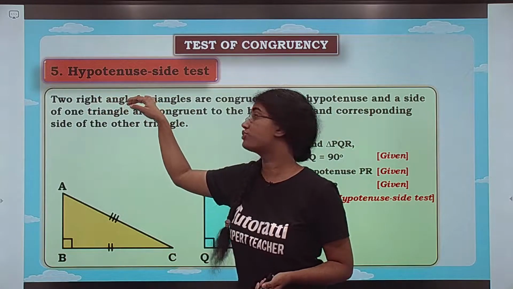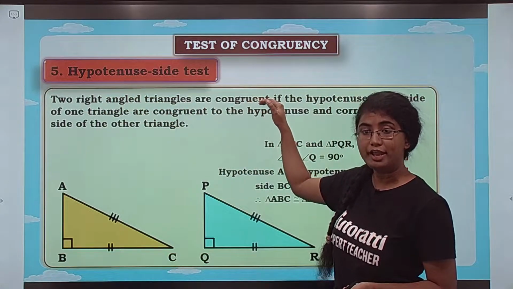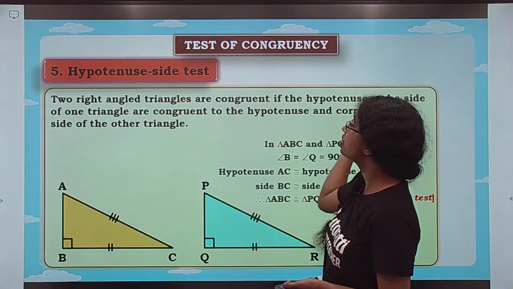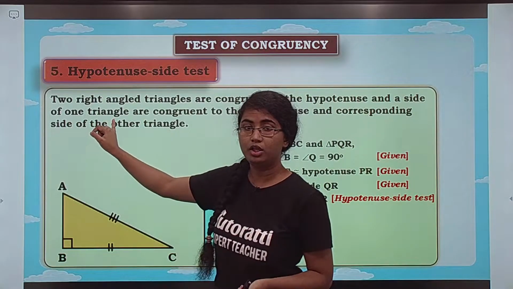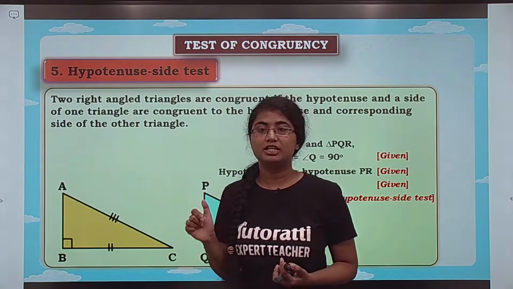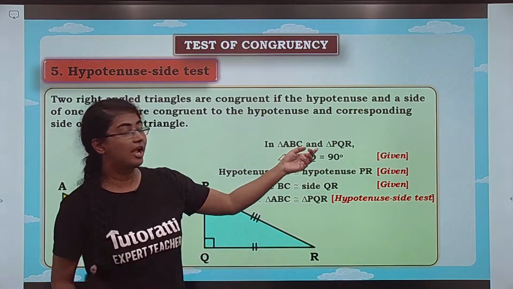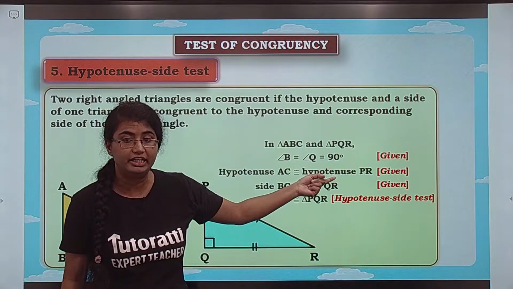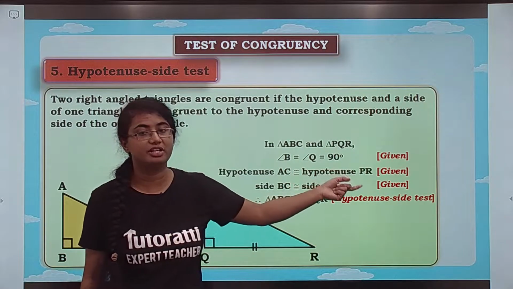Right angle triangles are congruent if their hypotenuses and a side of the triangle are congruent. So basically, what should there be? In the triangle, you need the angles to be 90 degrees. Okay, you need the angles to be 90 degrees.